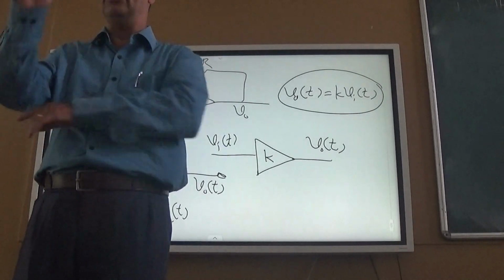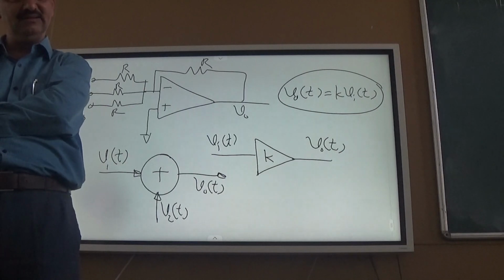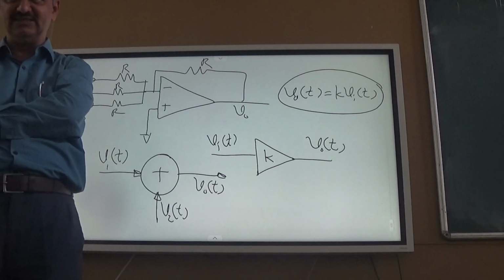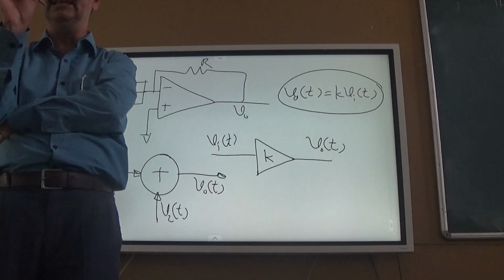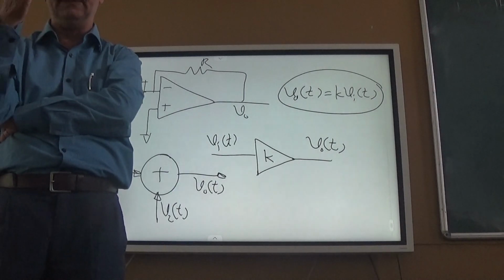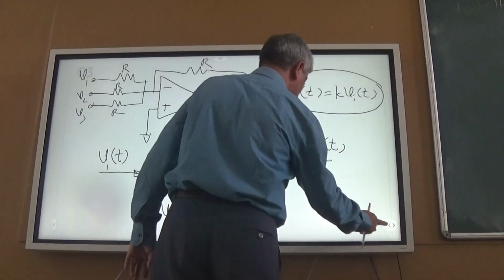So I hope that the multiplier and adder are the simplest real circuit realizations. These are simple building blocks with no further discussion needed on these things so as to proceed further. Is it okay? So with this now, we proceed with a very interesting circuit.